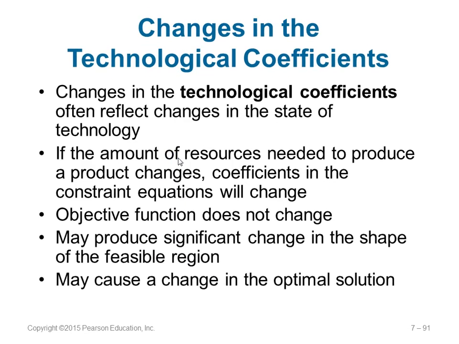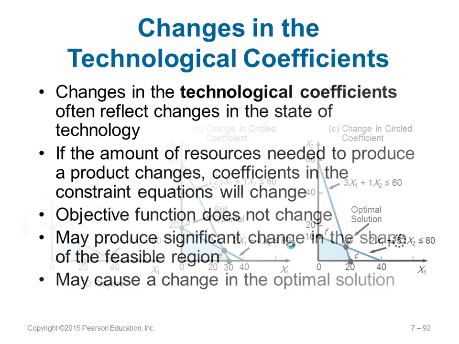Right, if you make changes in the technological coefficients, which are in the constraints, the left-hand side of the constraints, it will have an impact. If the amount of resources needed to produce a product changes, coefficients in the constraint equation will change. But this will not affect the objective function. This will have a significant change in the slope. It can also change the optimal solution.